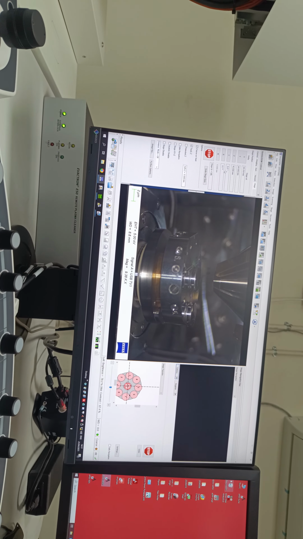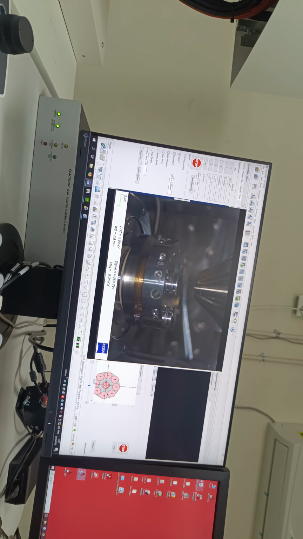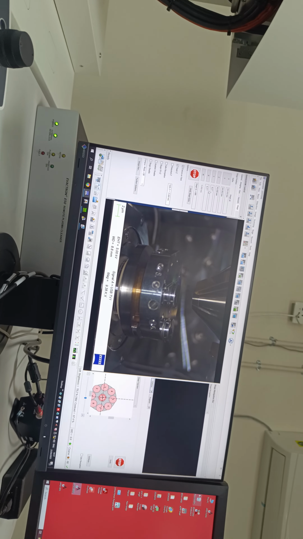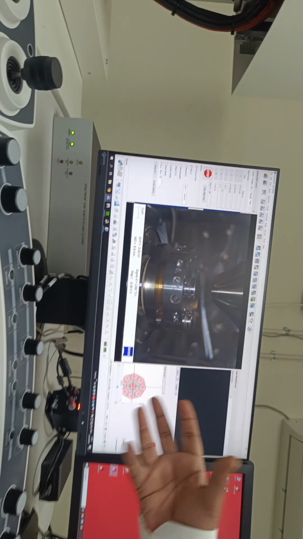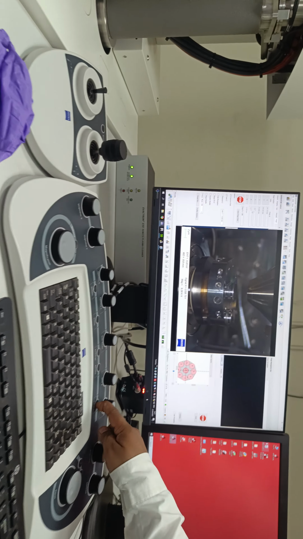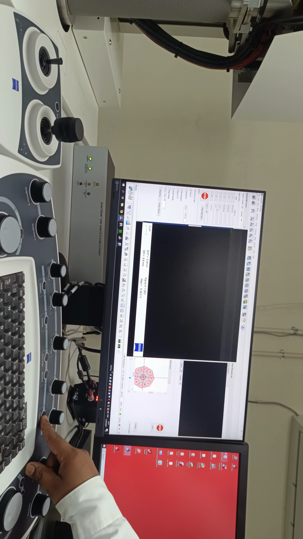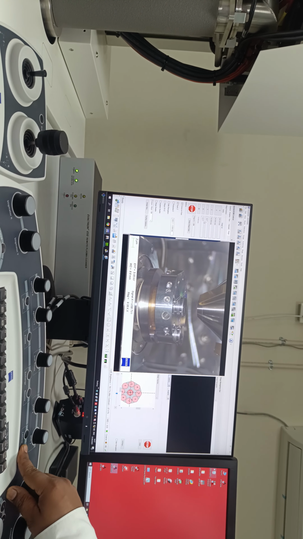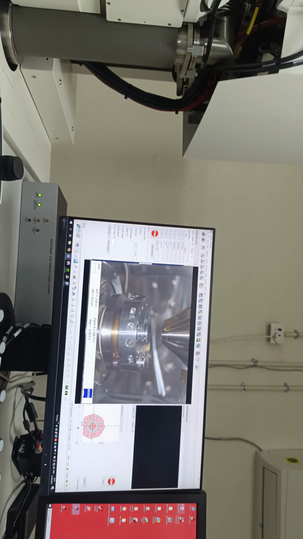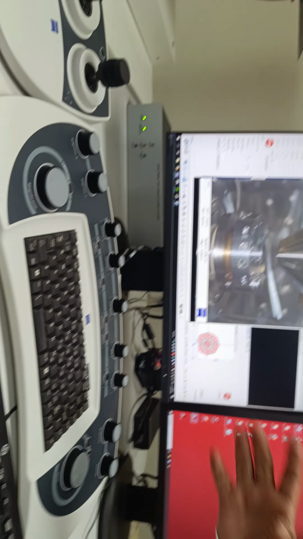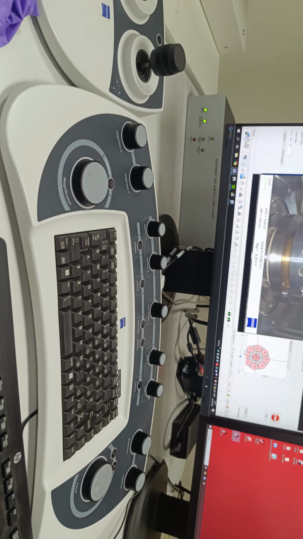That mode is camera mode. We are basically seeing the camera, not any electron signals. It's optics, basically light. By just clicking here, this is the option that is generally given to change from the electron mode to camera mode. So these are the things.